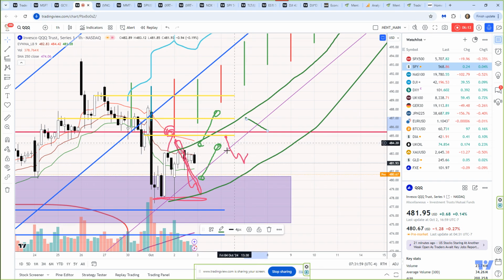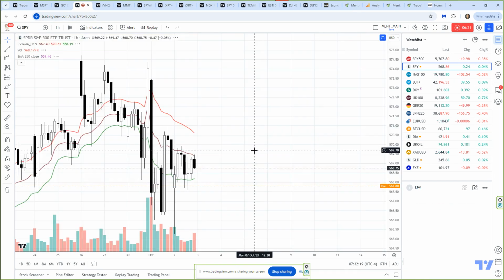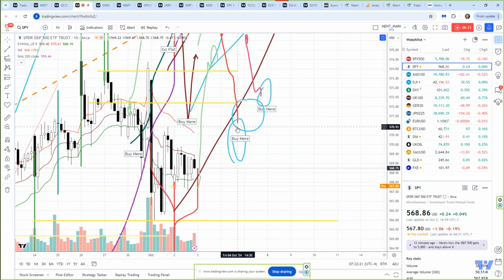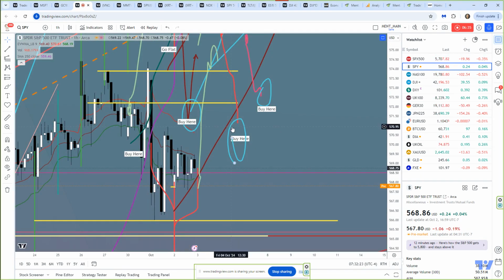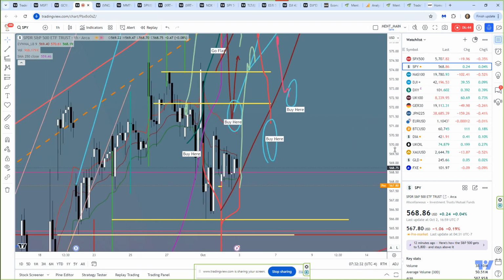So I'm really looking for the markets to reestablish a zone back up here, 487, 488 for the Qs by early next week. Above this level, call it 485, 484 and a half. And the same thing with the SPY, needing to move above this rolling zone here, probably moving us back into this 571 to 572 area to give us that real opportunity to the upside.